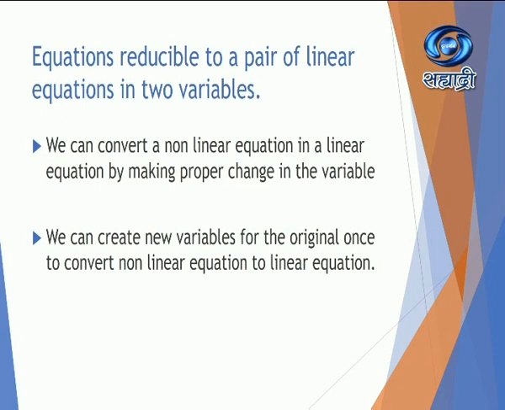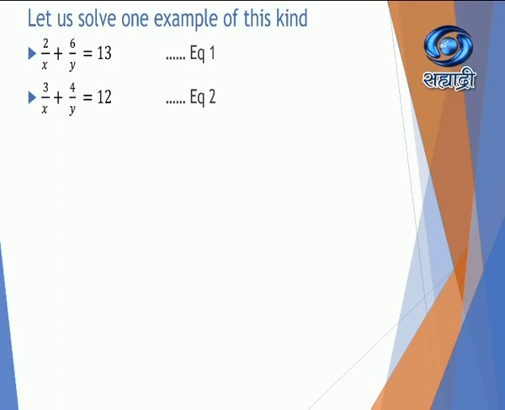We can create new variables for the original ones to convert a non-linear equation to a linear equation, and then any of the methods which we have studied to solve a linear equation can be used to solve this kind of equations and get the values for the variables. Let us study how. Here it is: 2 upon x plus 6 upon y equal to 13 and 3 upon x plus 4 upon y equal to 12.